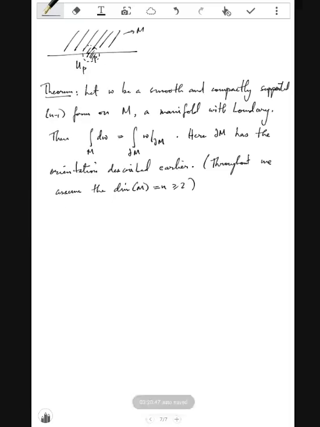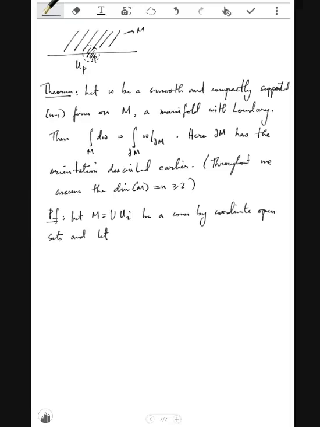So let's see a proof. Let M equal to union Ui be a cover by coordinate open sets, and let Fi be a partition of unity subordinate to this.